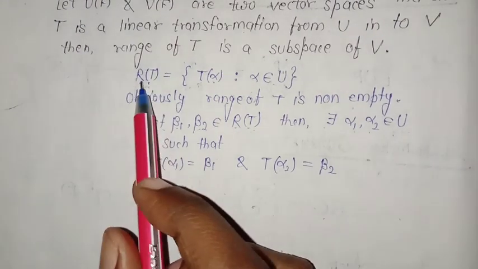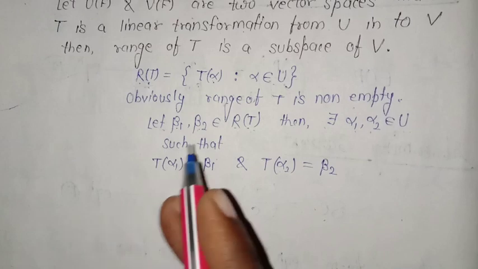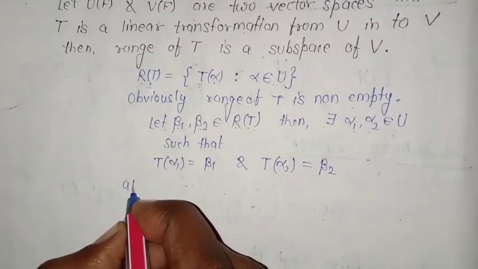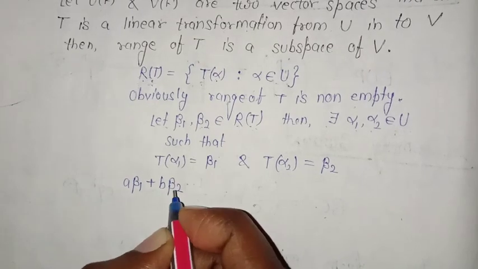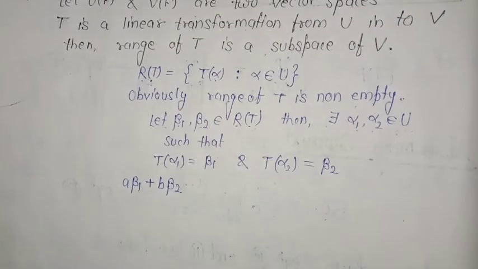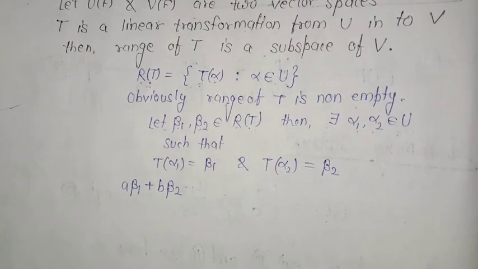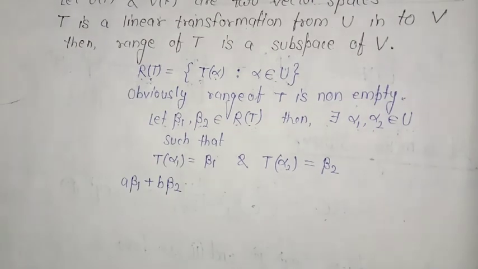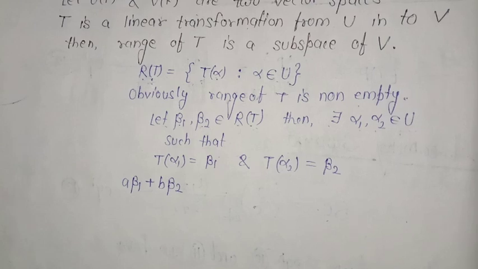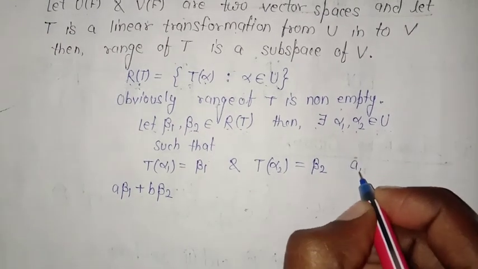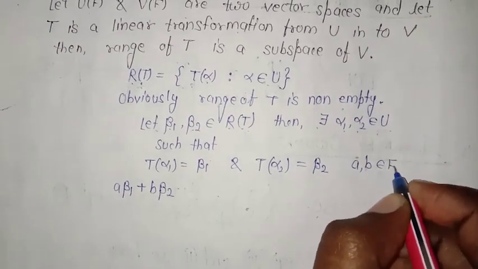Now if we want to prove that this forms a subspace, we have to show that A beta 1 plus B beta 2 belongs to the range space of T. If we are able to show that, then only we can say that range of T forms a subspace of the vector space V, where A and B come from the field F.